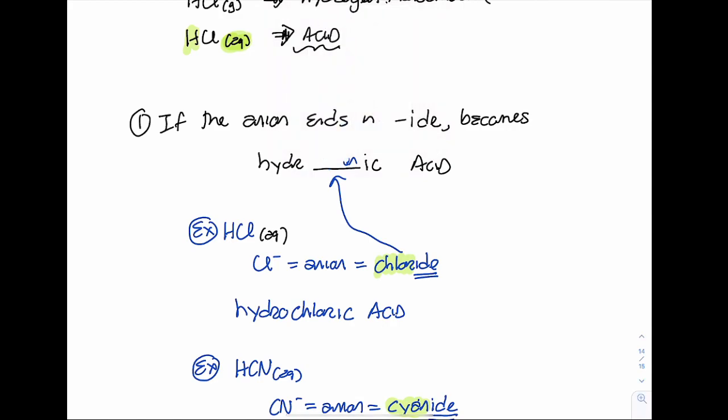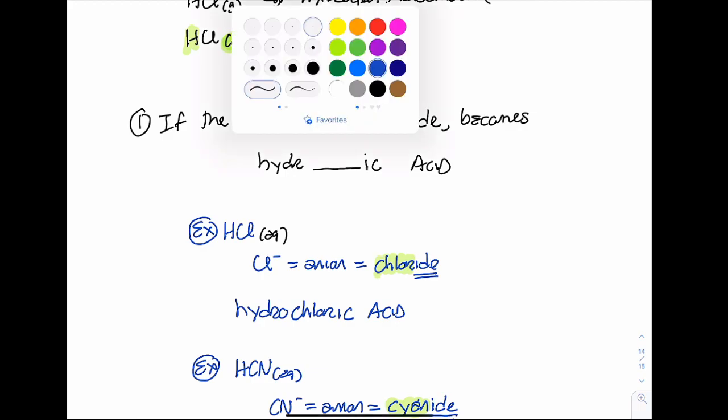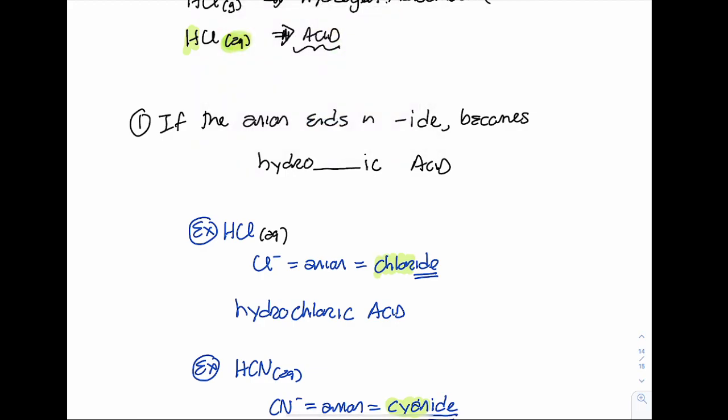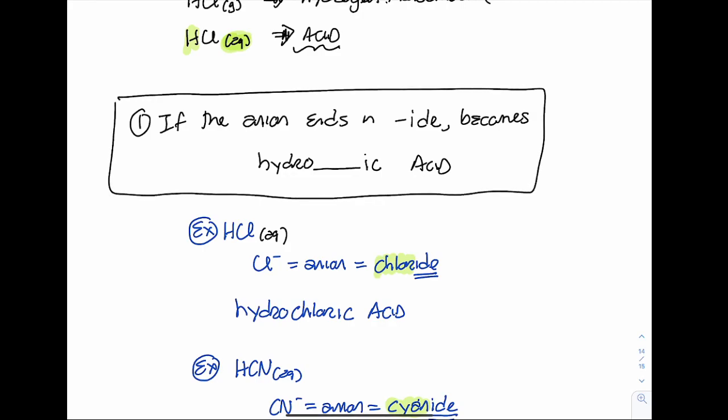So if your anion ends in IDE, hydro blank ic acid. Basically, we get rid of the IDE and stick what's left on that line.